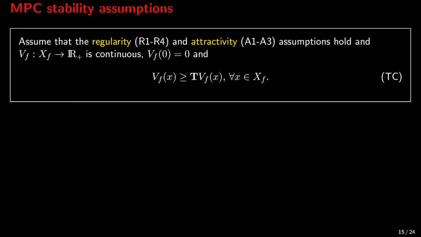So this condition involves both VF and XF. You see, this is annotated as TC, which stands for terminal condition. Indeed, it's a terminal condition in the sense that it involves the terminal ingredients of the problem, namely VF and XF. It doesn't make much sense at this moment, but it will turn out in a little while that this is exactly what we need to be able to design a properly stabilizing MPC controller.